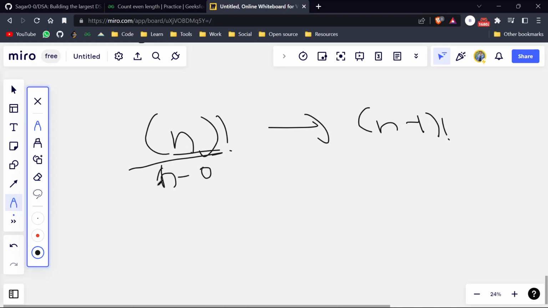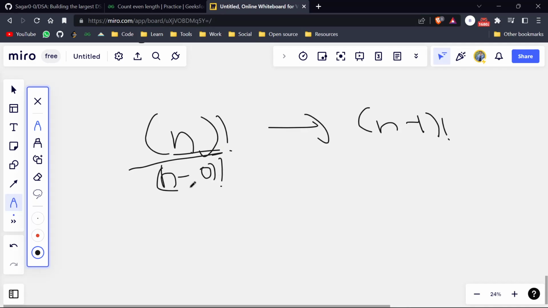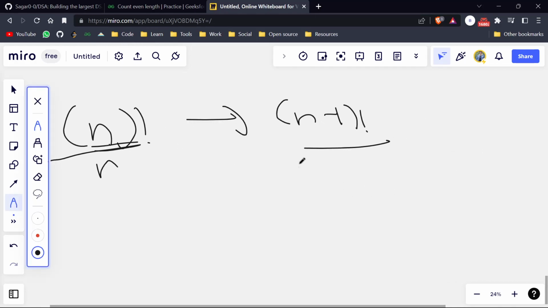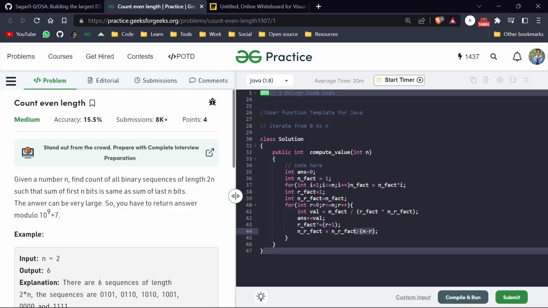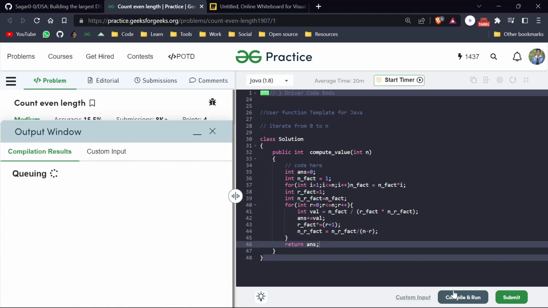Okay, I think I'm writing the right thing. Okay, my mistake, we are just dividing it with n minus 0. So n minus 0 will be equal to n. So n factorial divided by n, what will it be? n factorial divided by n will be n minus 1 factorial. And after that, r equal to 1, so we will divide it with n minus 1, so it will be n minus 2 factorial. So we are doing the right thing here. And at last, we have to return our answer. So that is all about our algorithm.